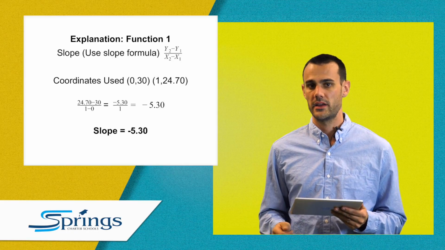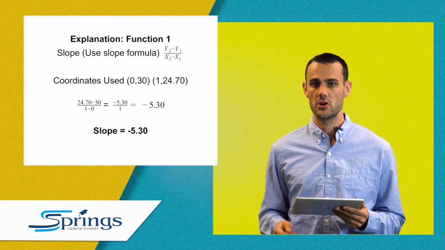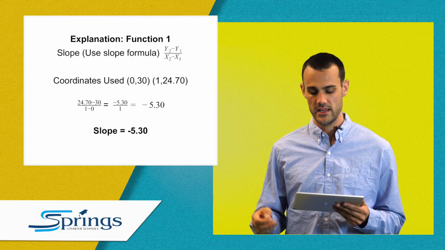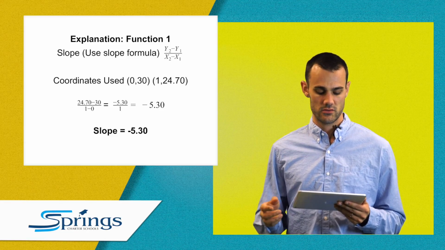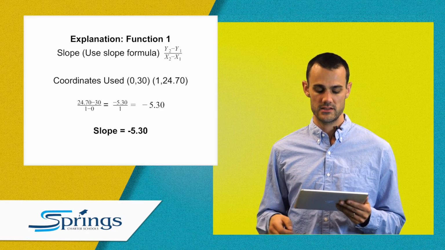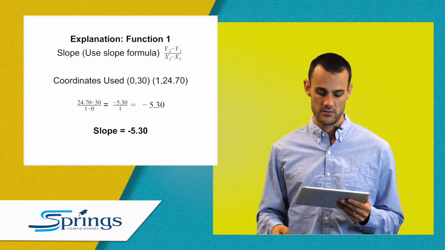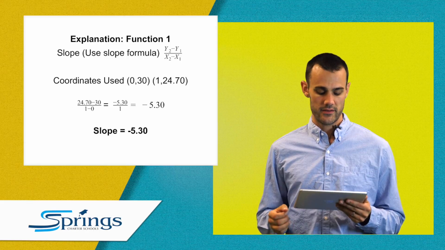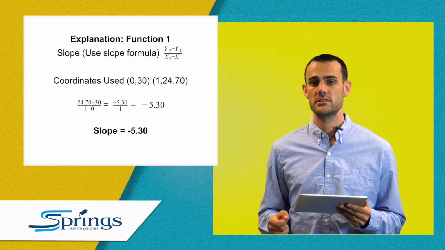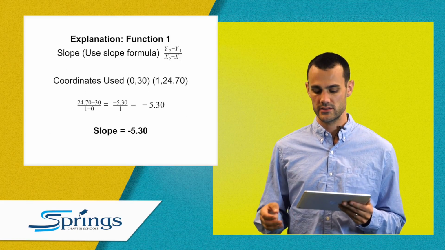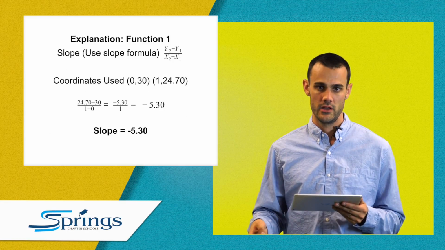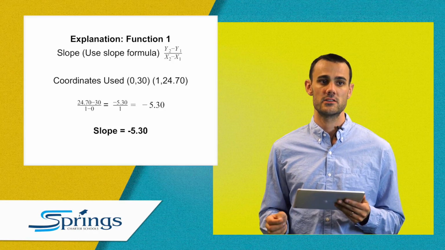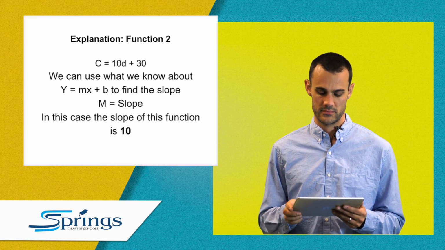So let's think about explaining function 1. We're going to use that slope formula and pull out some coordinates from that data table. I've done so. I have 24.70 minus 30 over 1 minus 0, based on the two coordinates that I pulled off that function table. And that results in negative $5.30 over 1, or it has a negative slope of 5.3. Now remember, we are looking for which one has a negative slope.